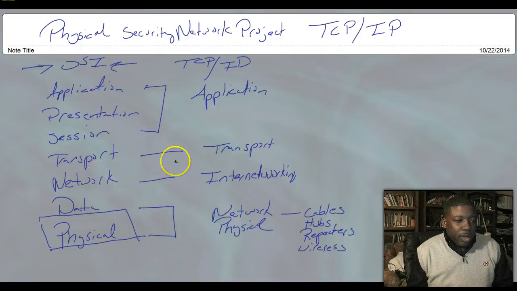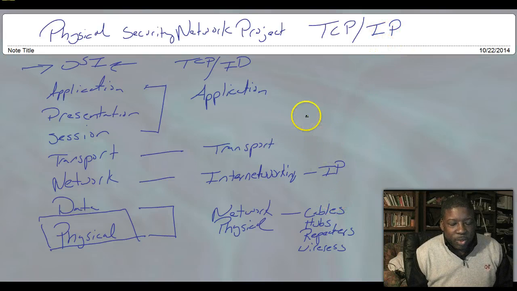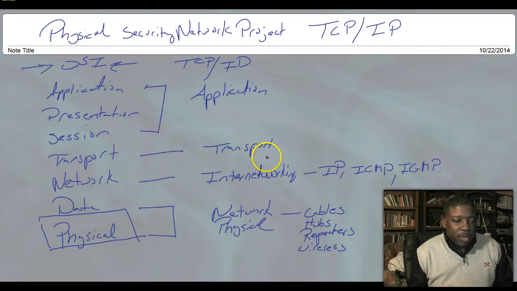With the network layer, internetworking, basically you have your IP. That's where the IP comes from when you say TCP/IP. ICMP, IGMP, and some other ones. Transport, basically this is your TCP of the TCP/IP part. This is the TCP and the UDP. And again, this is very technical, but you'll get it in the end.